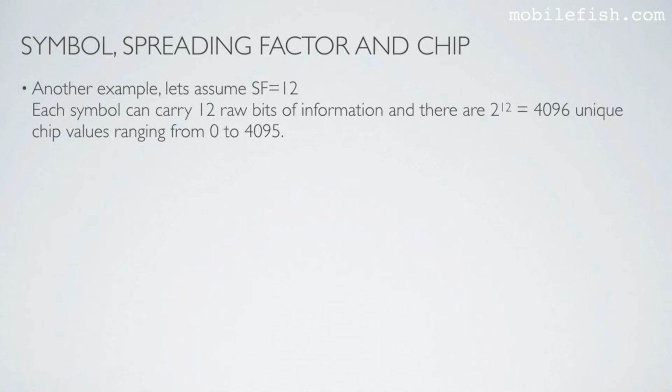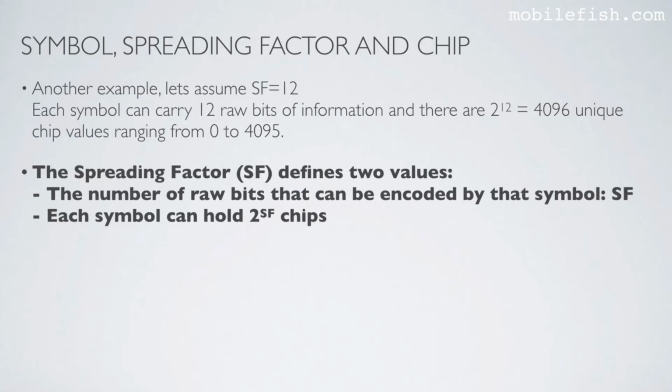Another example, let's assume spreading factor is 12. Each symbol can carry 12 raw bits of information, and there are 2 to the power of 12 equals 4096 unique chip values ranging from 0 to 4095. The spreading factor defines two values: the number of raw bits that can be encoded by that symbol, meaning SF, and each symbol can hold 2 to the power SF chips.